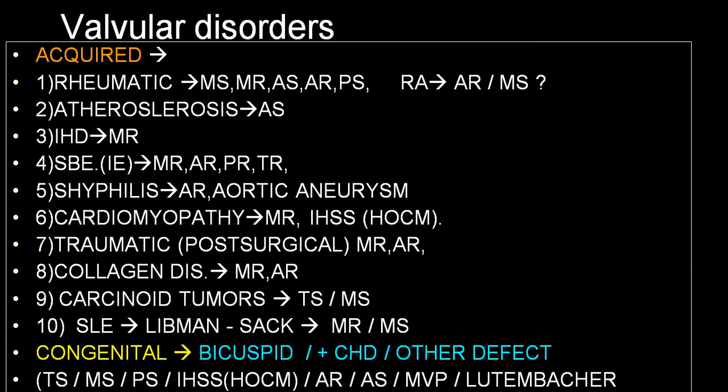You can have tetralogy of Fallot associated with pulmonary stenosis. Ebstein anomaly is with tricuspid valve malformations, and Marfan syndrome is very frequently with aortic regurgitation, aortic root dilatation, aortic aneurysms, etc. These are all congenital valvular defects or associated with valvular defects. While among acquired, the most common is rheumatic valvular heart disease.